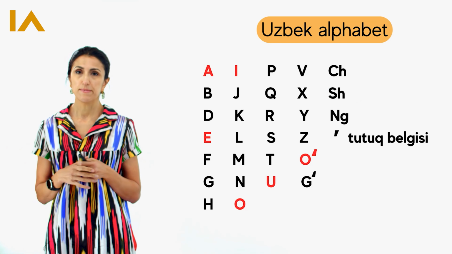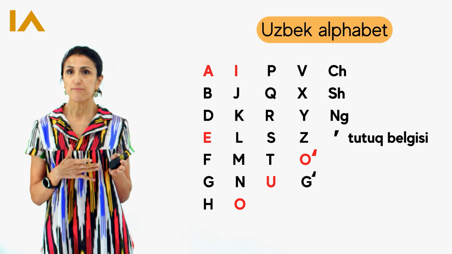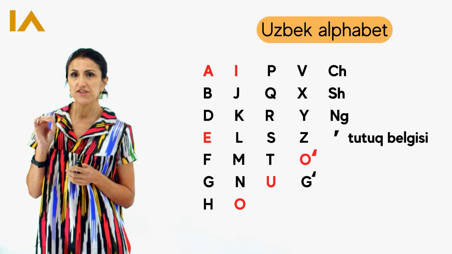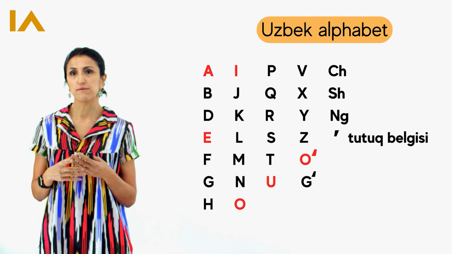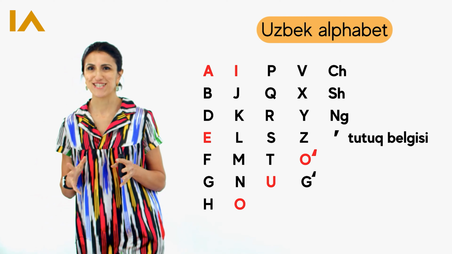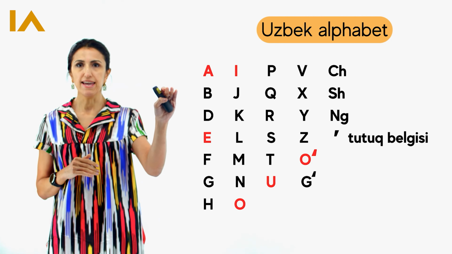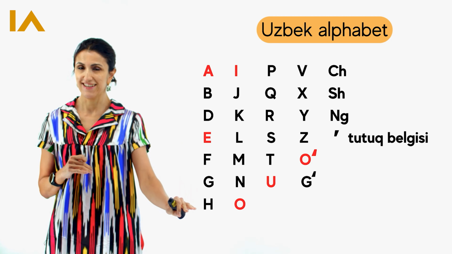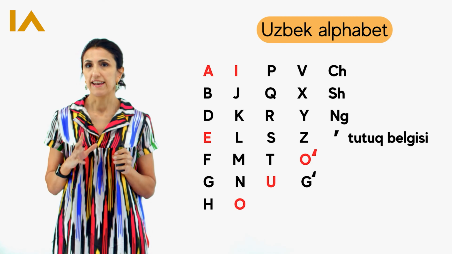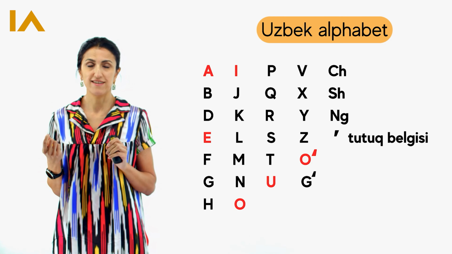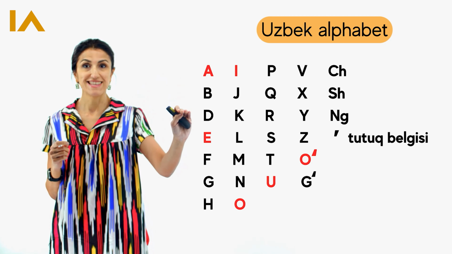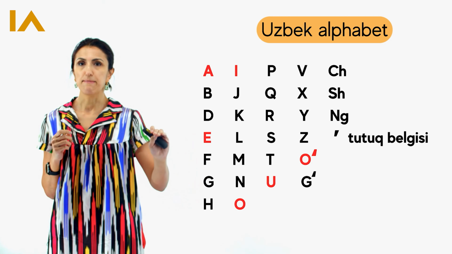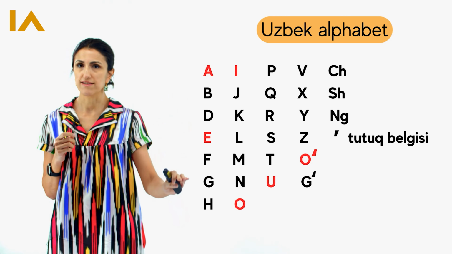So here's the Uzbek alphabet, alifbo, O'zbek alifbosi. And right now, I would like to read each letter to you so you could read it with me. Tayyormisiz? Boshladik. A, B, D, E, F, G, H. And over here, I'll stop, I'll make a pause, and I'd like to draw your attention to the way I'm reading it. A, B, D, E, F, G, H. So I'm adding a sound to all consonants.